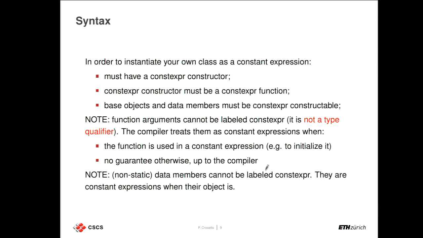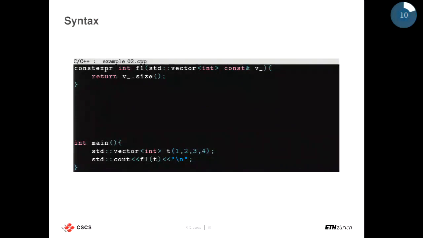Otherwise, it's up to the compiler. Also, for the data member of a class, you cannot put Constexpr on the type of a data member. This data member will be a constant expression if the instance of the class is a constant expression. So, syntax.